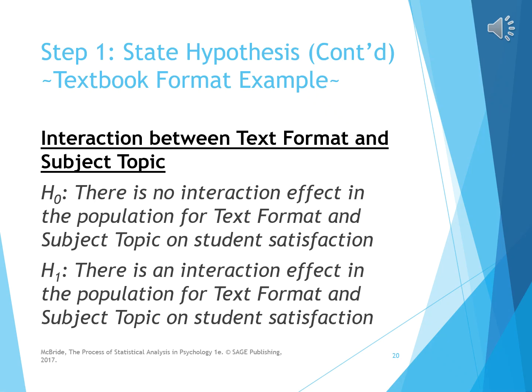And finally, we have a third hypothesis, which is specifically for the interaction effect between text format and subject topic. So the null hypothesis is pretty straightforward. There is no interaction effect in the population. Remember, hypotheses are always about populations, not samples, for text format and subject topic on student satisfaction. So it's talking about both of those things combined to have an effect on student satisfaction. Alternative hypothesis: there is an interaction effect in the population for text format and subject topic on student satisfaction.